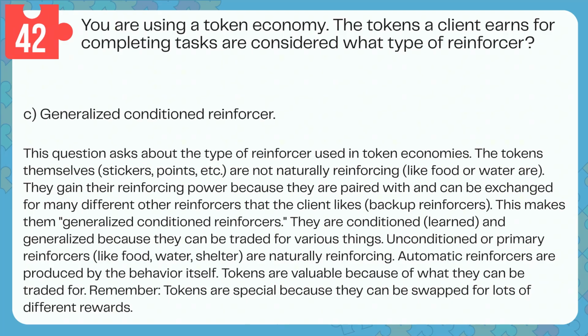They gain their reinforcing power because they are paired with and can be exchanged for many different other reinforcers that the client likes, backup reinforcers. This makes them generalized conditioned reinforcers. They are conditioned, learned, and generalized because they can be exchanged for various things. Unconditioned or primary reinforcers, like food, water, shelter, are naturally reinforcing. Automatic reinforcers are produced by the behavior itself. Tokens are valuable because of what they can be traded for. Remember, tokens are special because they can be swapped for lots of different rewards.